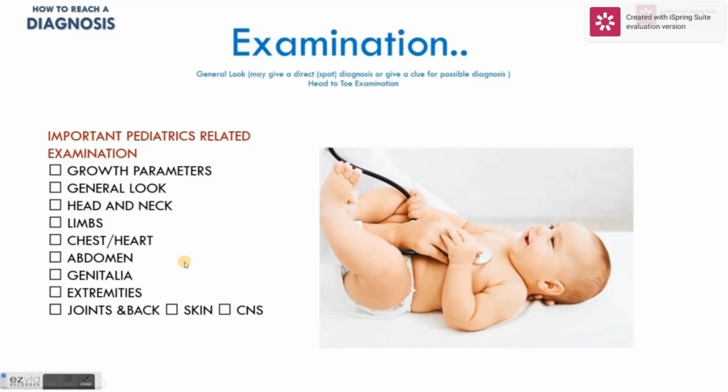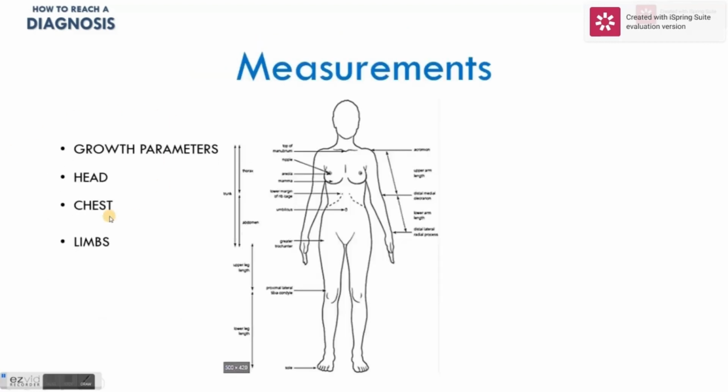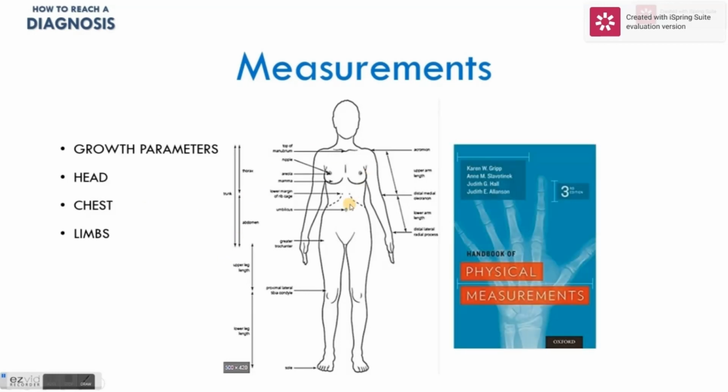And the rest of the examination is also important. The growth parameters, general look, head and neck, limbs, chest and heart, abdomen, genitalia, extremities, joints, back, skin, and neurological examination are all very important parts of the examination. And this is a slide about the importance of measurements. We have measurements for every part of the body, and it is published in this book.